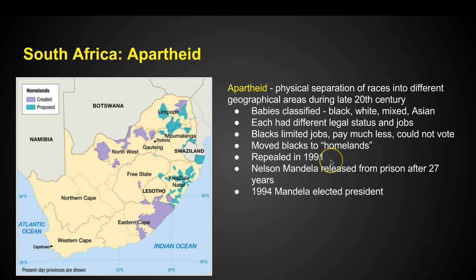In 1991, South Africa decided to repeal this apartheid policy. And in fact, you saw Nelson Mandela released from prison after being in there for 27 years. Nelson Mandela was a proponent of ending apartheid, and they kept him in prison for all this time. And in 1994, they elected Mandela as the first black president. So you definitely saw the end of apartheid and separation there.